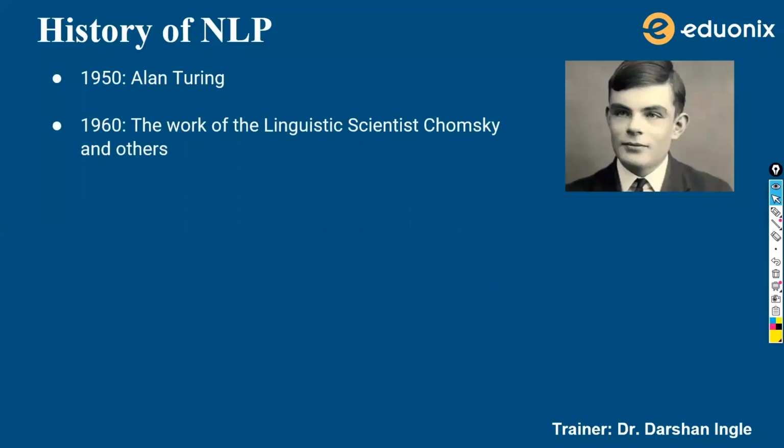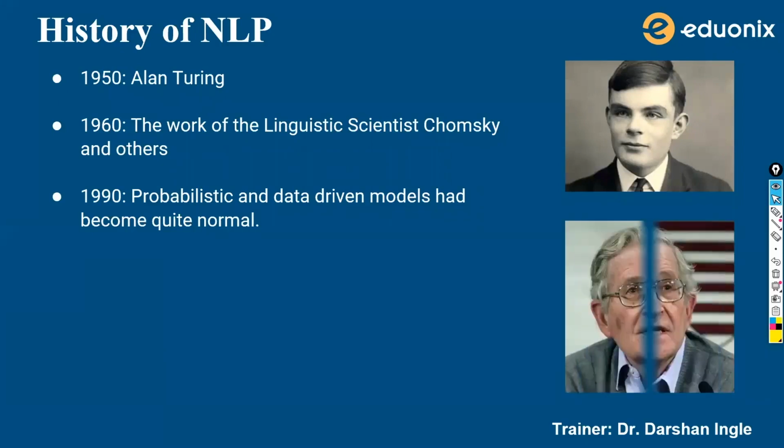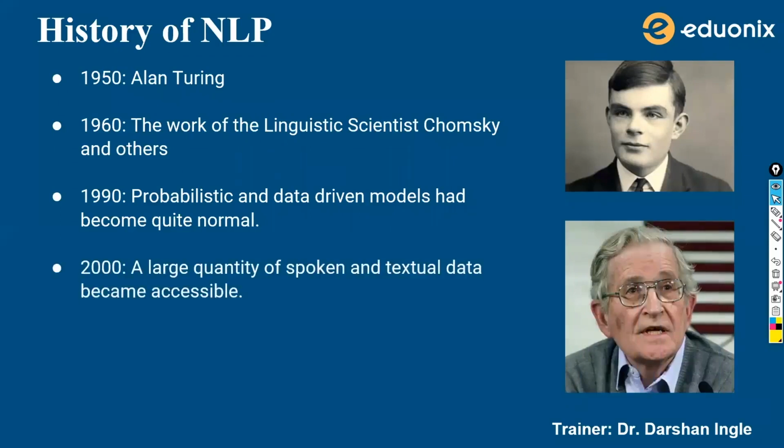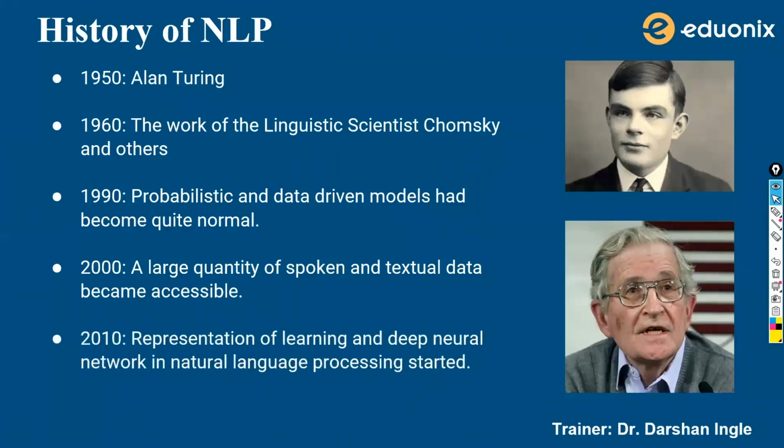After 10 years exactly, the work of the linguistic scientist Chomsky and his fellow researchers on formal language theory and generative syntax began. Then in 1990, we had some probabilistic and data-driven models, that is the Bayesian probability model, which became quite popular. Then in 2000, a large quantity of spoken and textual data became accessible, because computers were more popular at that time and we came across a lot of data. And in 2010, just a decade back, representation learning and deep neural networks in natural language processing started.